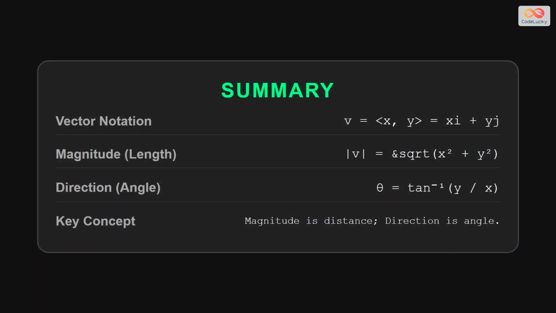To wrap up, remember these three key formulas. A vector can be written in component form with brackets or using i and j notation. Its magnitude is the distance from the origin found via the distance formula, and its direction is the angle found using inverse tangent.